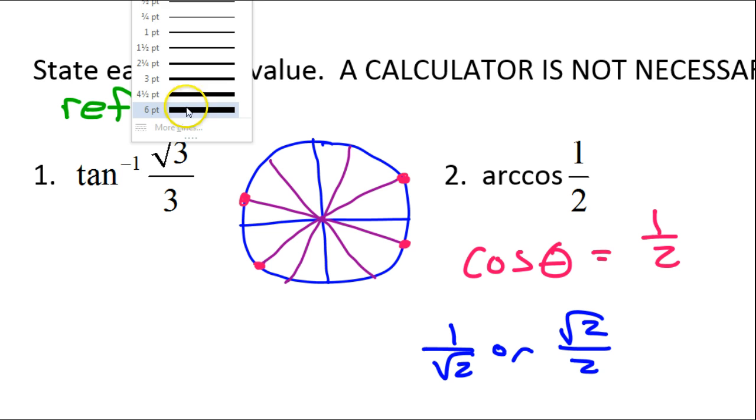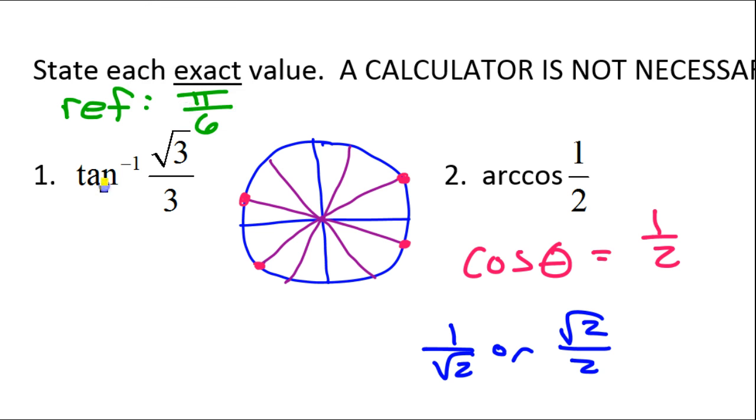Let's see. Tangent is positive in the first quadrant and the third quadrant. That means this and this will be my answer for this problem. So one of the answers is in fact pi over 6. Now the other one is, let's see, 1, 2, 3, 4, 5, 6, 7 pi over 6. And that's how you do it.